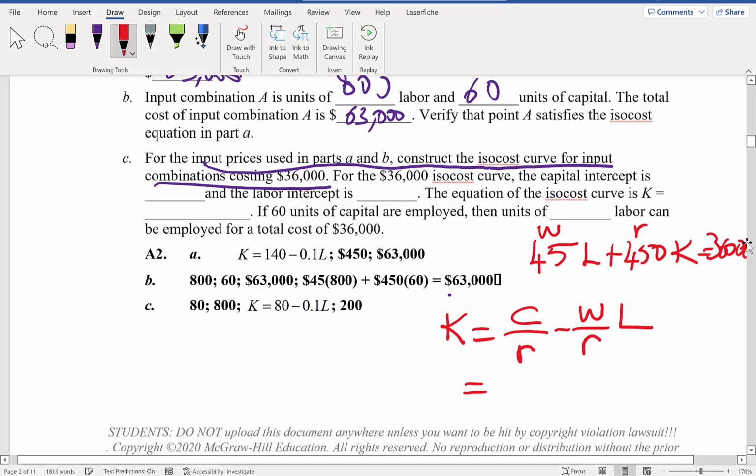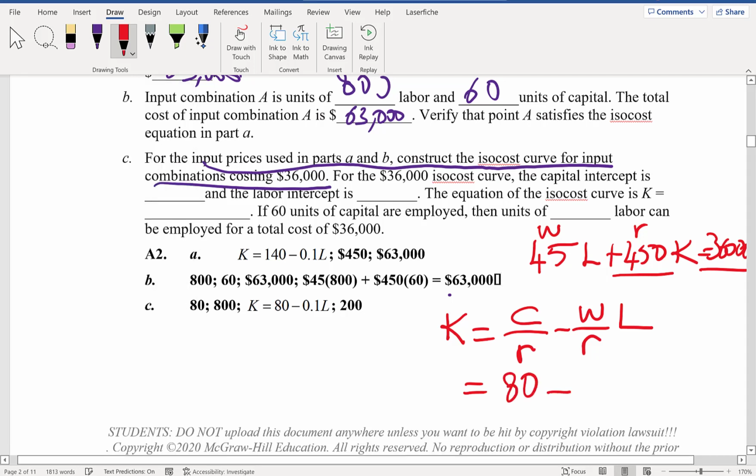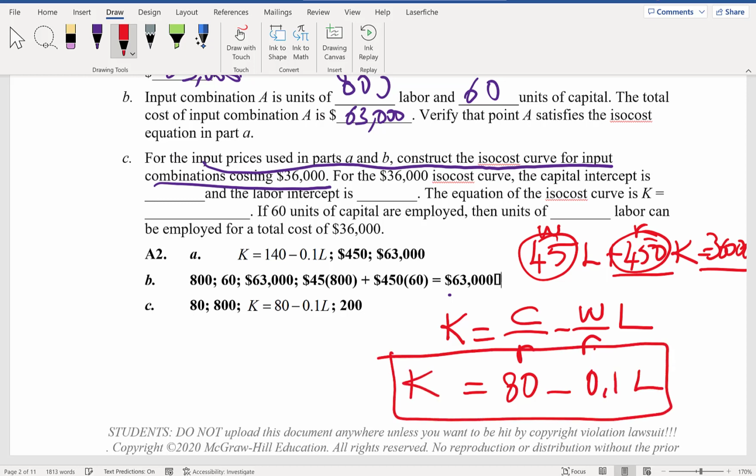So let's write it down. What is the total cost? 36,000. I'm going to divide 36,000 by 450, the price of capital. So it's 80 minus, the wage rate to capital rate ratio didn't change, 45 divided by 450, 0.1 L. That's your equation. Perfect. So for the input prices used, we constructed the iso-cost curve.